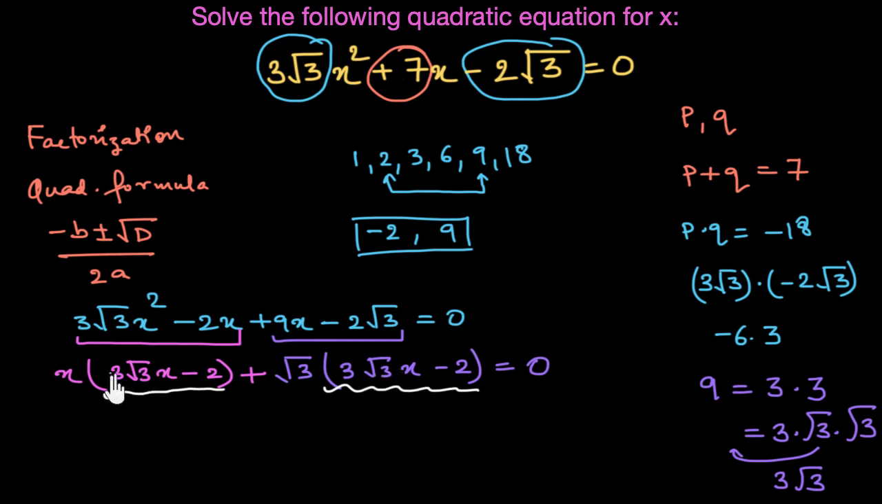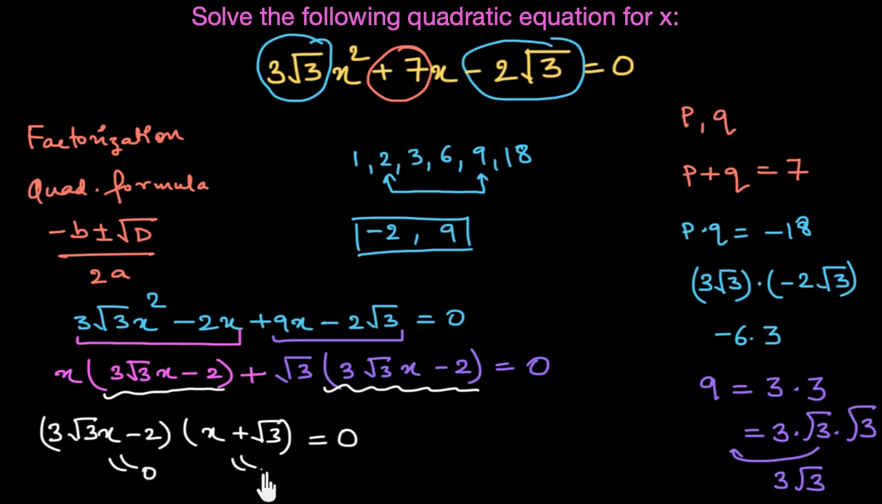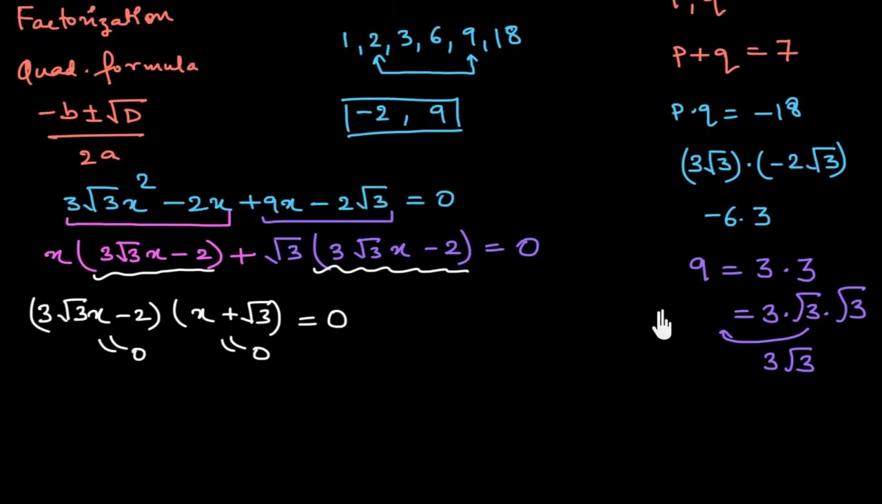So now, since 3 times square root of 3x minus 2 is the common factor, let's pull that out. So we would get (3 times square root of 3x minus 2), and the remaining thing, let's write that, (x plus square root of 3). So we are almost done now. Now if this thing is equal to 0, either this is equal to 0 or this factor is equal to 0.